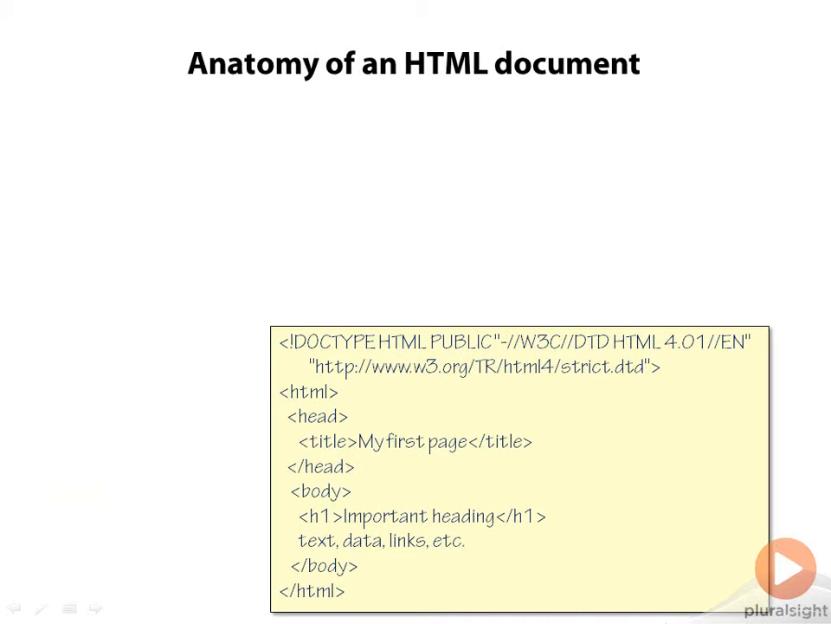If we look at an HTML document, we've got a very simple example here. We have at the top a doctype. And the doctype is a declaration in your document of which version of the HTML standard you're following. So here you can see we're following the HTML4 where we have the strict in there.